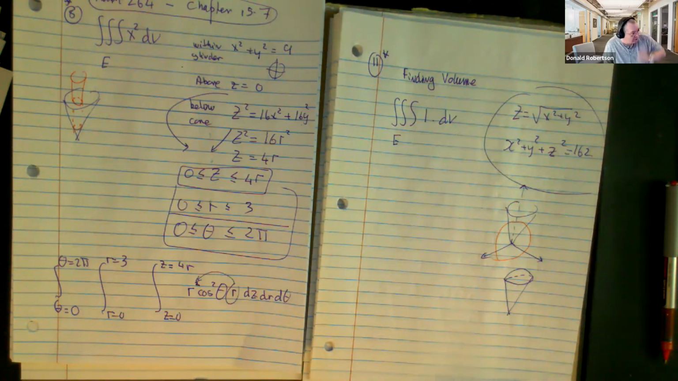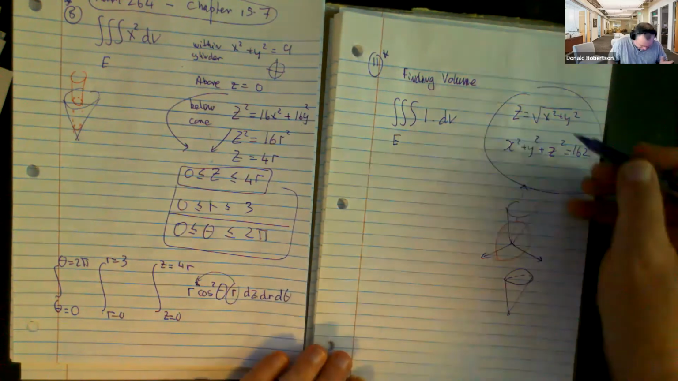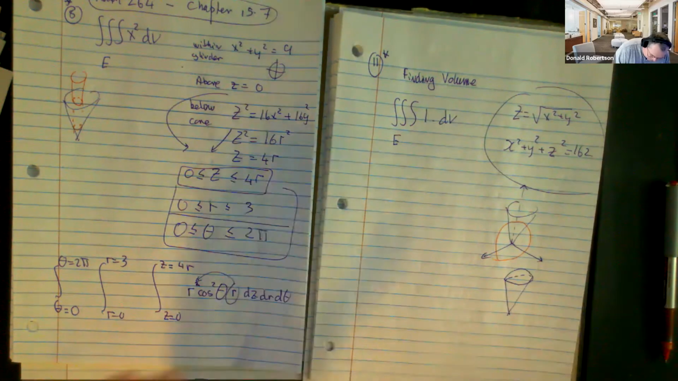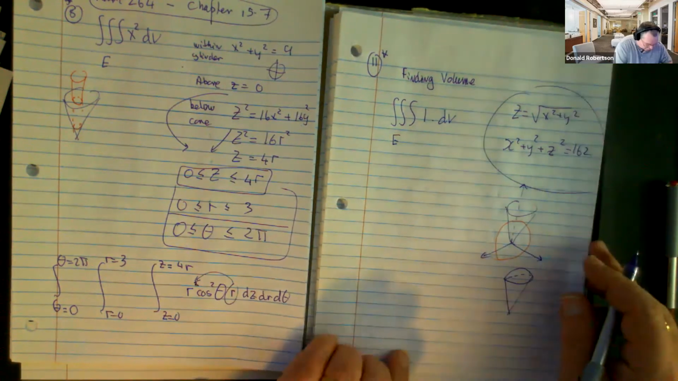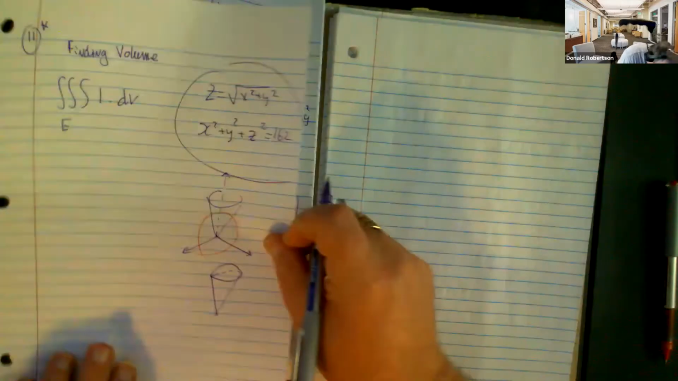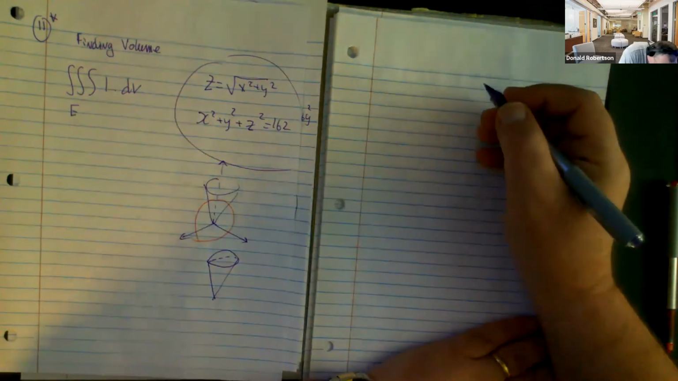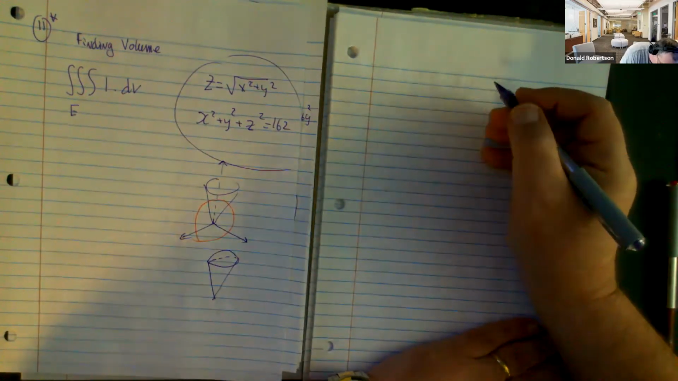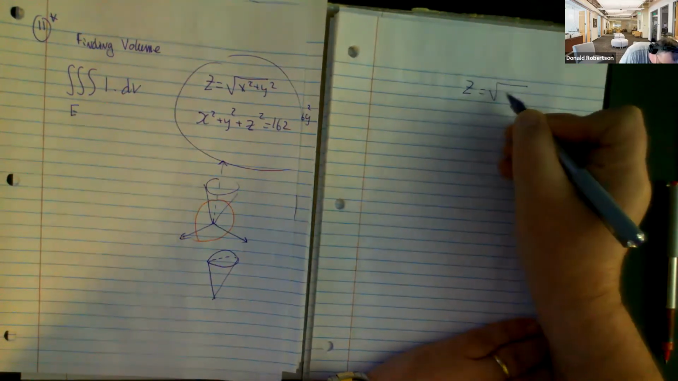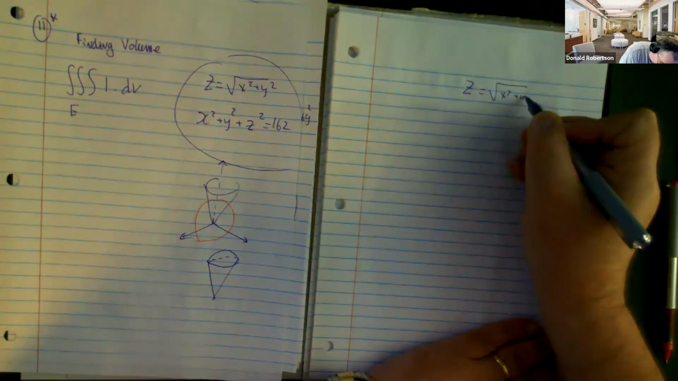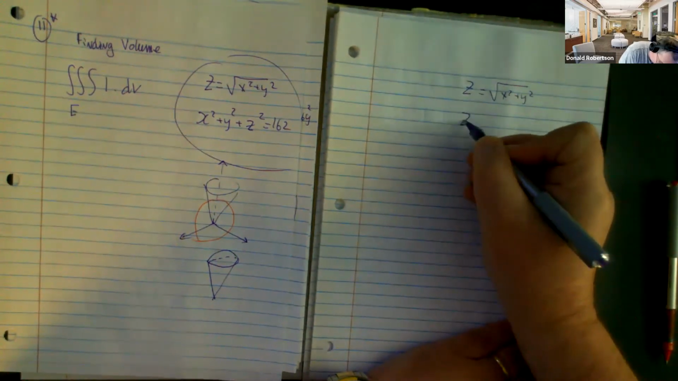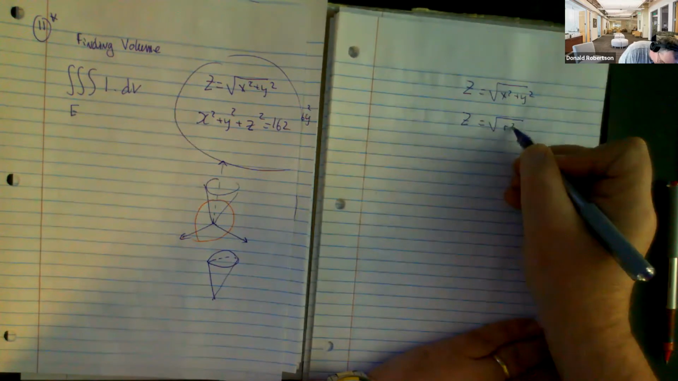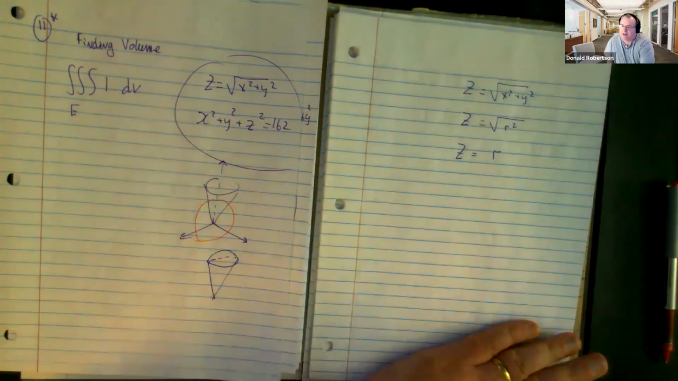So somewhere in here, we have got to find our limits of z, because that's where we go first, right? And since I took up so much room, I'll just do it over here. z equals the square root of x squared plus y squared, and that becomes the square root of r squared, which becomes r. Are you comfortable with that?